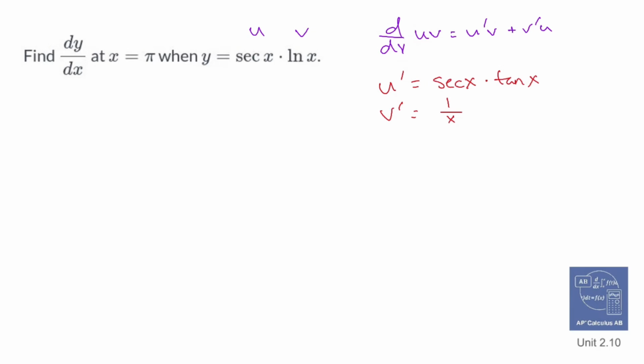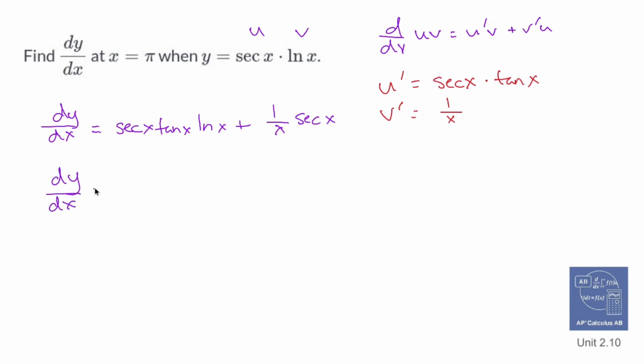So coming back over here, we can now put things together. dy/dx is going to equal u prime v, so secant x tangent x times, oh, did I do the v? No, times v, so times ln of x, not pretty, plus v prime, which is 1 over x, times u, which is secant x. Okay, so dy/dx is going to equal that.